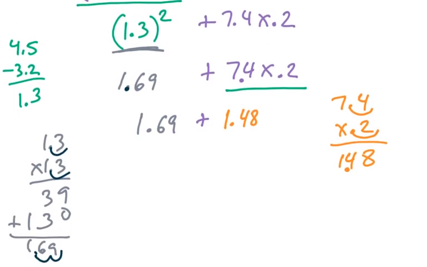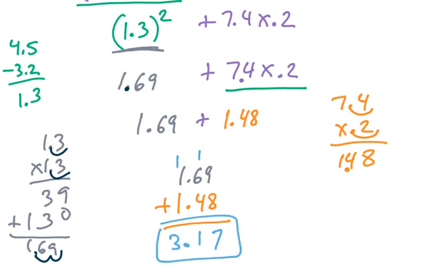So to finish it off, we're just going to add these together. So 1.69 plus 1.48. Whatever I get here is going to be the conclusion and the answer. So let's do this in blue. So this is 17, carry the 1. 6 plus 4 is 10, plus 1 is 11, carry the 1, and we get 3.17. And there's our answer. So hopefully that makes sense. Let's move on.